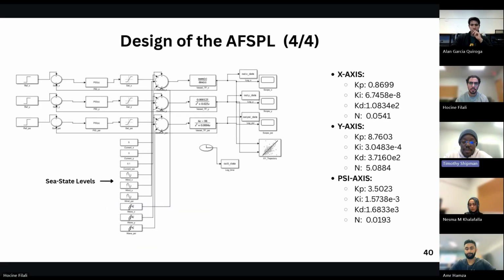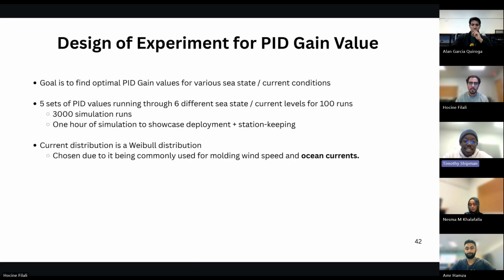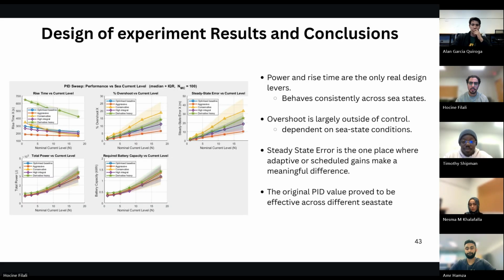And here it is in MATLAB. Looking at the results of this, the key takeaway here is we can close that 5-mile gap in about 71 minutes or so, but with very little overshoot percentage and steady state error. We additionally would like to test different PID values to find which one best suits higher and lower sea states respectively. And here are the results for that.